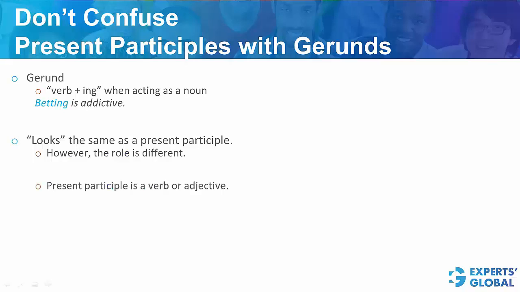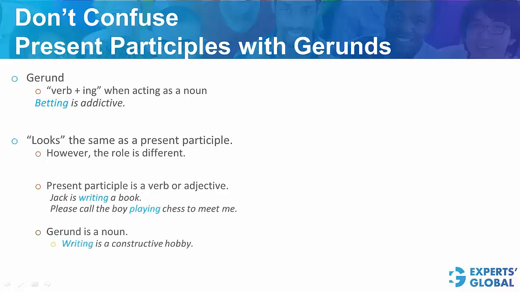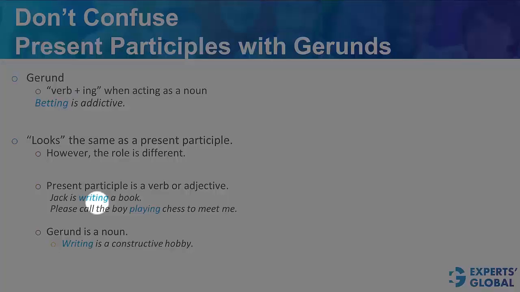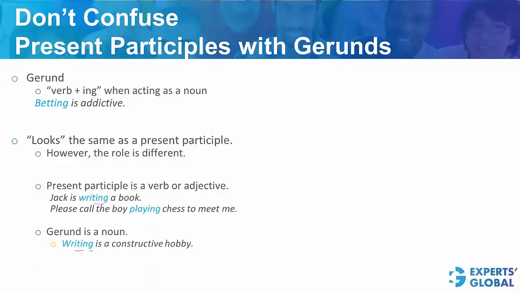Present participle is a verb or adjective. In this sentence, it is a verb. In this sentence, it is an adjective. Whereas gerund is a noun. Example, writing is a constructive hobby. So in this example, you have writing, the same as writing here, but here this is a present participle acting as a verb, and here, since it is a noun, it is a gerund.